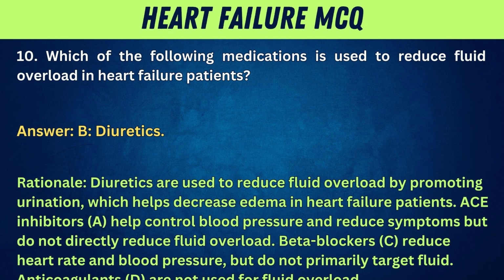ACE inhibitors, A, help control blood pressure and reduce symptoms, but do not directly reduce fluid overload. Beta blockers, C, reduce heart rate and blood pressure, but do not primarily target fluid. Anticoagulants, D, are not used for fluid overload.